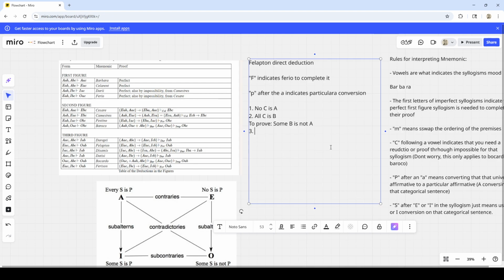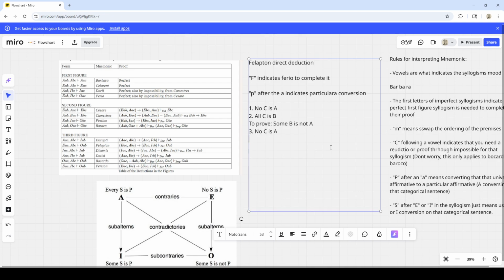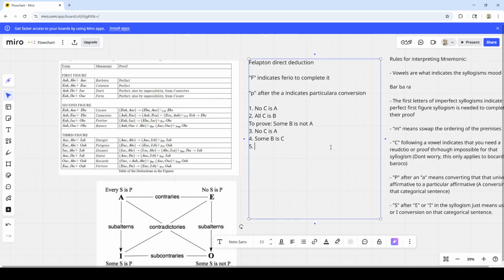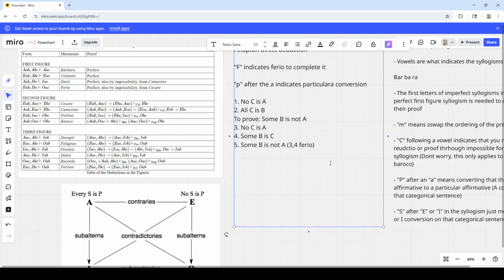Now we know that Ferio completes it, and we know that we have to convert the second premise. So we restate premise 1, that no C is A, and then premise 2 logically converts to some B is C, and then we can logically conclude that some B is not A, and that follows because that's Ferio. So that's how you would prove Felapton here, if you can see, my friends. And that's basically the Felapton proof.